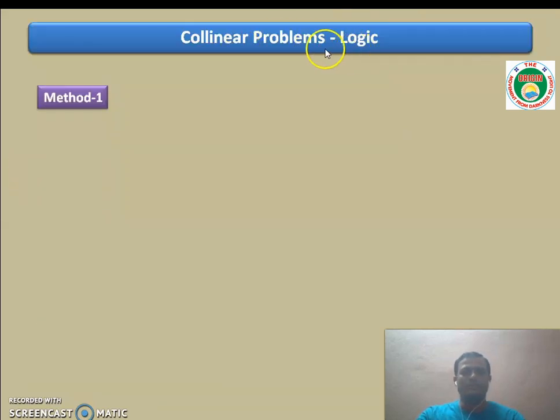Next, the first one: collinear problem, first logic, method 1. This is the method which is used for objective purposes only, so you should listen carefully. Now (x1, y1), (x, y) and (x2, y2) are 3 points.